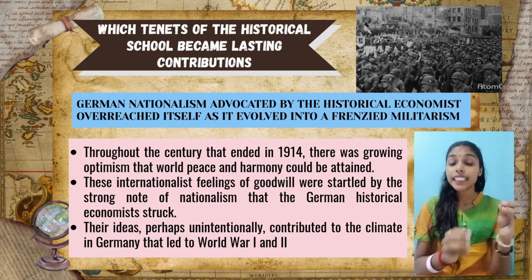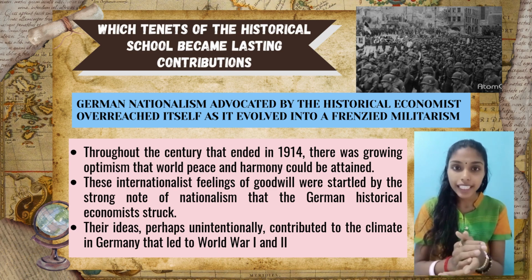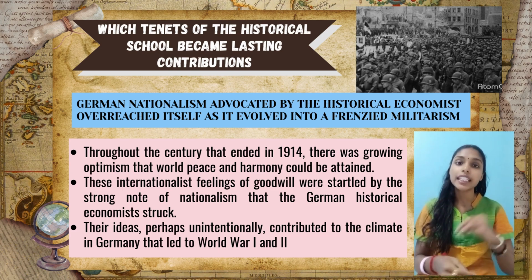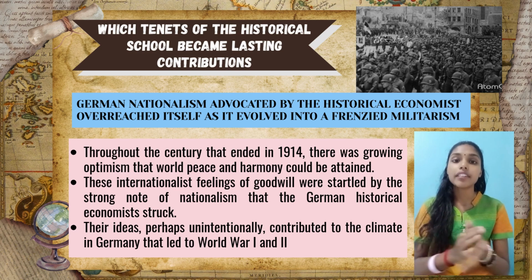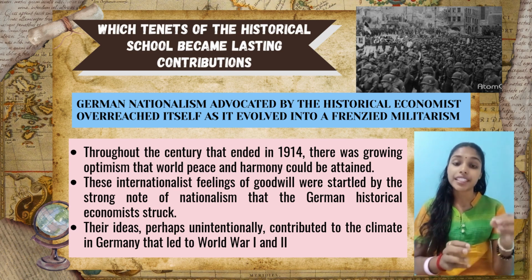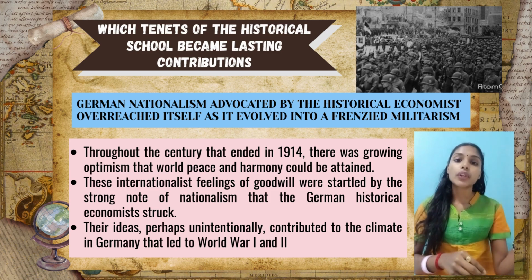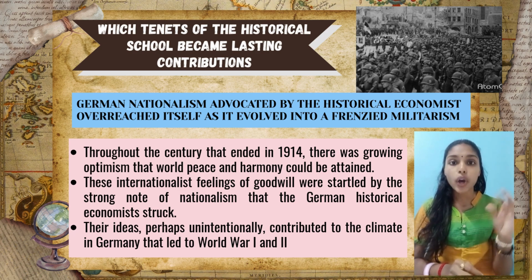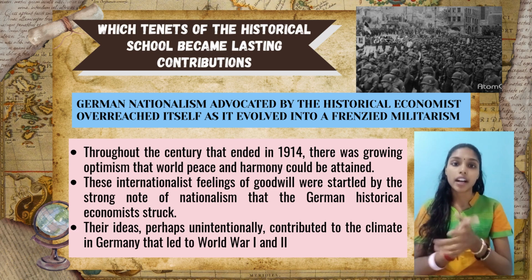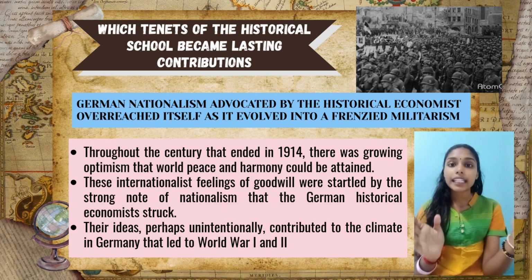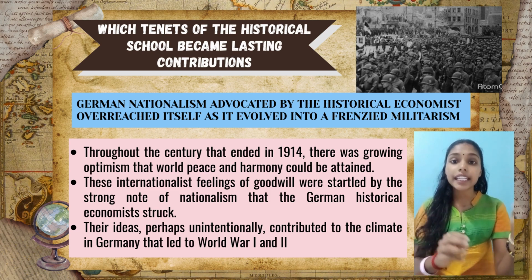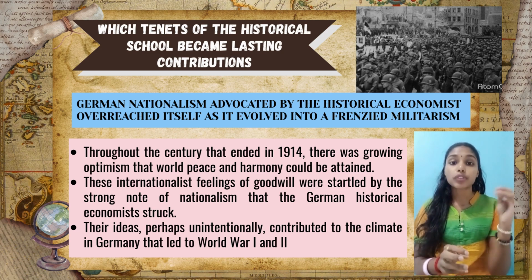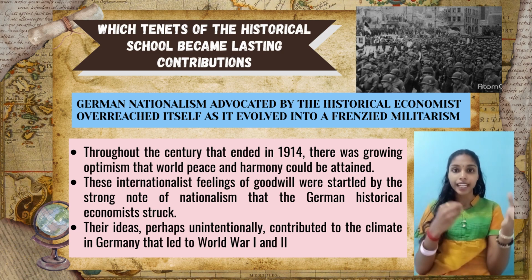The third tenet of the historical school is that German nationalism advocated by the historical economists overreached itself as it evolved into a franchised militarism. Throughout the century that ended in 1940, there was growing optimism that world peace and harmony could be attained. Other than that, these internationalist feelings of goodwill were started by the strong note of nationalism that the German historical economists struck.